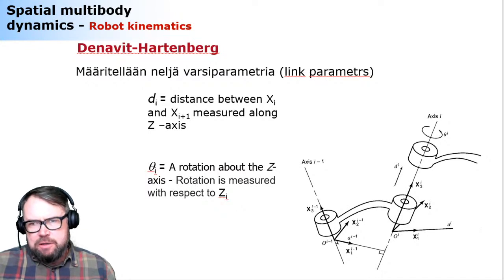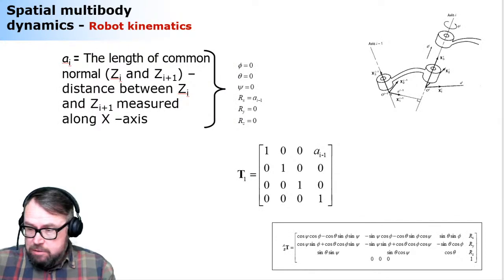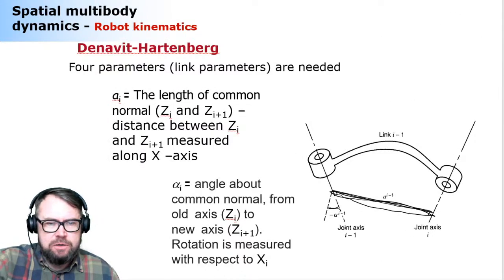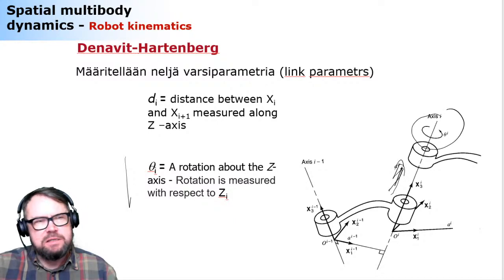The other two parameters are D, which shows the translation associated with a cylindrical joint, and angle theta, which is associated with a revolute or cylindrical joint. I was on this slide here. So D here shows the translation, and theta shows the relative rotation between the neighboring bodies.